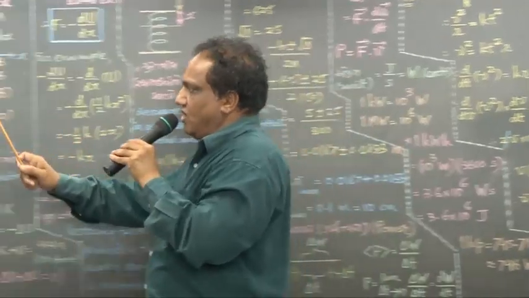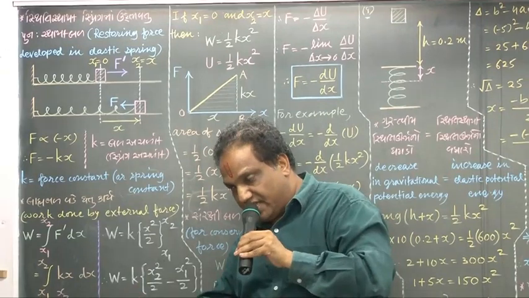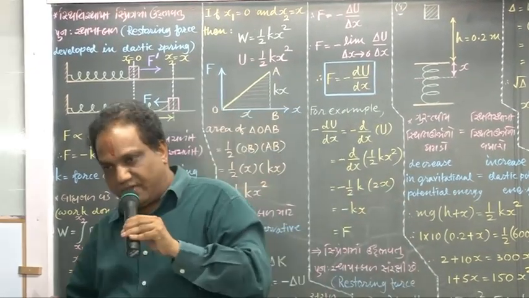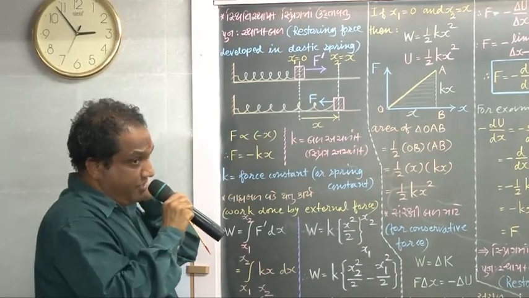For a given spring, the value of k is constant. For different springs it might be different, but for a given spring its value is constant. Fine. What about the unit of k?